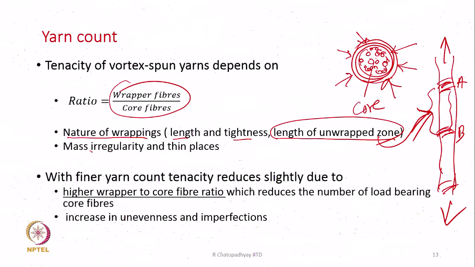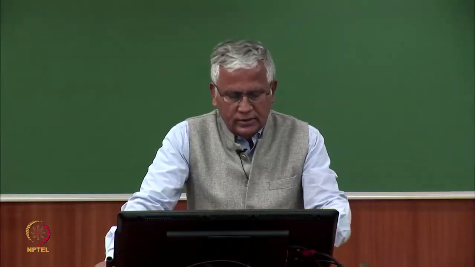The mass irregularity of the yarn, the unevenness of the yarn, besides the thin places in the yarn, all of them will have influence on the tenacity of the yarn, other than this ratio. With finer yarn count, tenacity has been shown to reduce due to higher wrapper to core fiber ratio, which reduces the number of load bearing core fibers, and increase in unevenness and imperfections. So, going towards the finer count side, if I choose the same fiber and keep producing finer counts, we will find tenacity to reduce. The fiber remains same, tenacity will reduce because of the reasons given here.